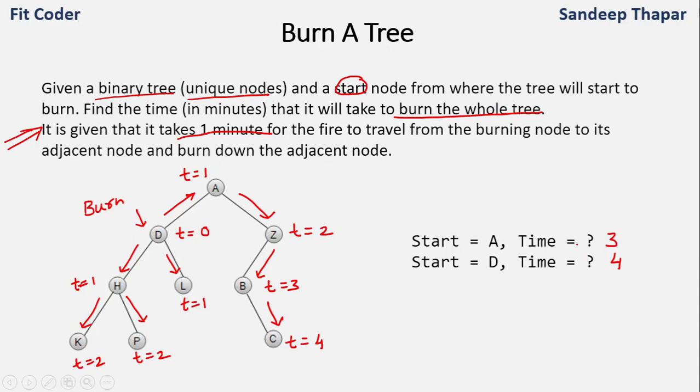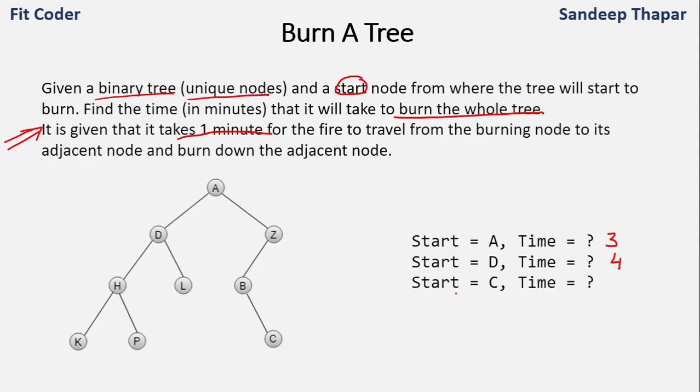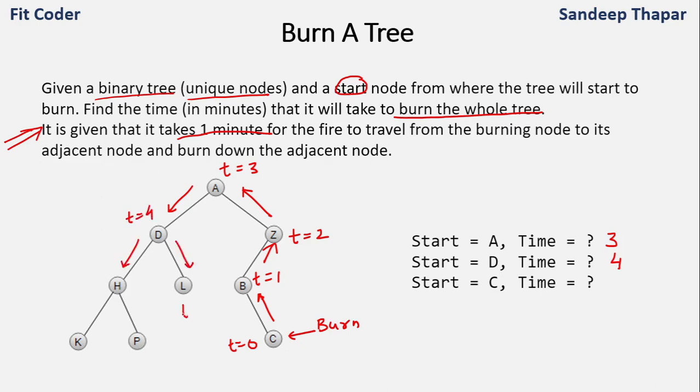Let's take one more example. So now we start the fire at node C. So it takes 1 minute to go till B, then 1 minute to go till Z, then at t equal to 3 fire reaches A, then at t equal to 4 it reaches D, then at t equal to 5 it burns H and L, and at t equal to 6 it burns K and P. So it takes 6 minutes to burn down the entire tree if we start the burn from node C.